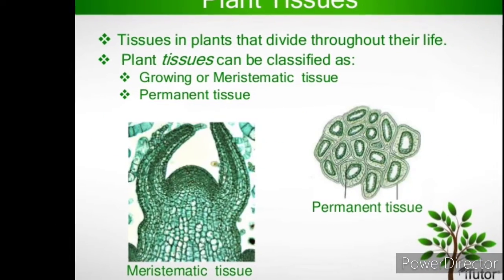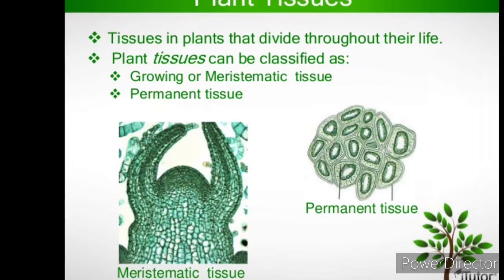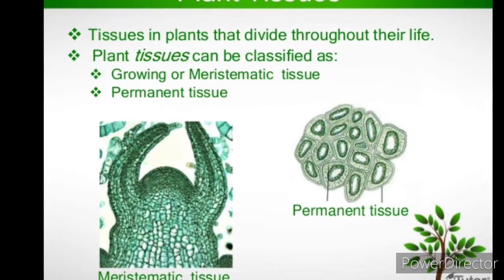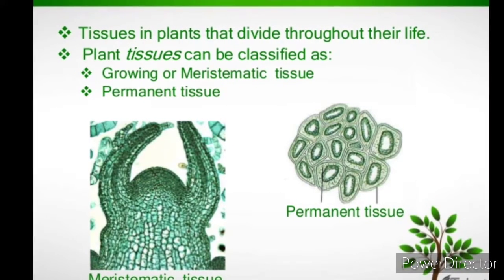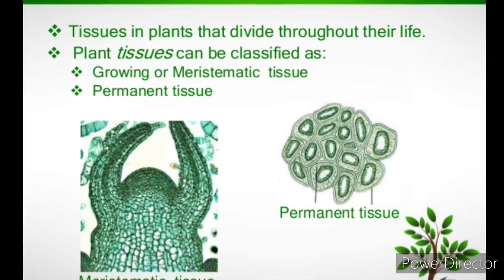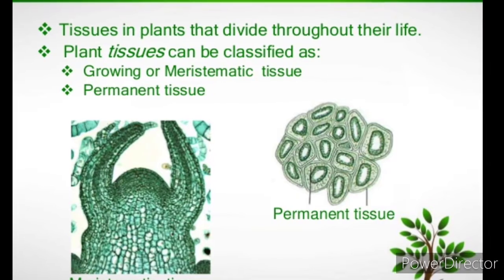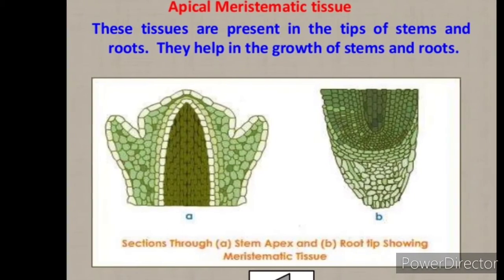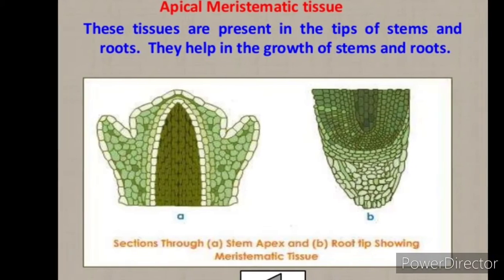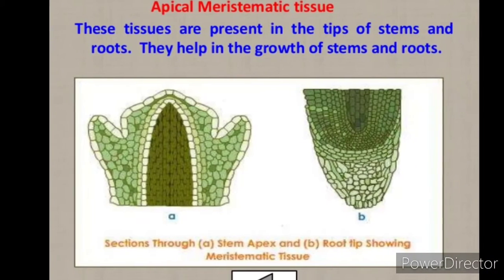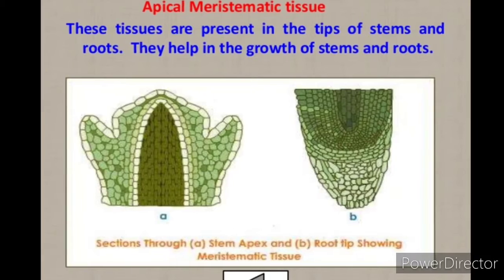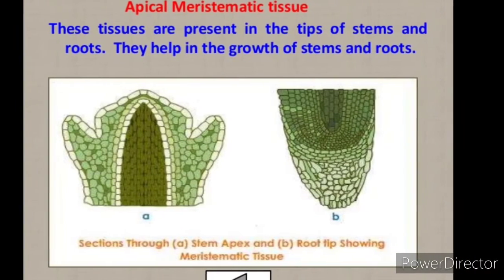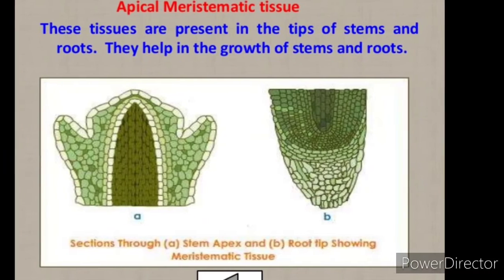Plant tissues. These are tissues in plants that divide throughout their life. Plant tissues can be classified as growing meristematic tissue and permanent tissue. Permanent tissues are useful for food storing. Apical meristematic tissue. These tissues are present at the tip of stems and roots. They help in the growth of stems and roots. The cells in these apical meristematic tissues continuously divide.